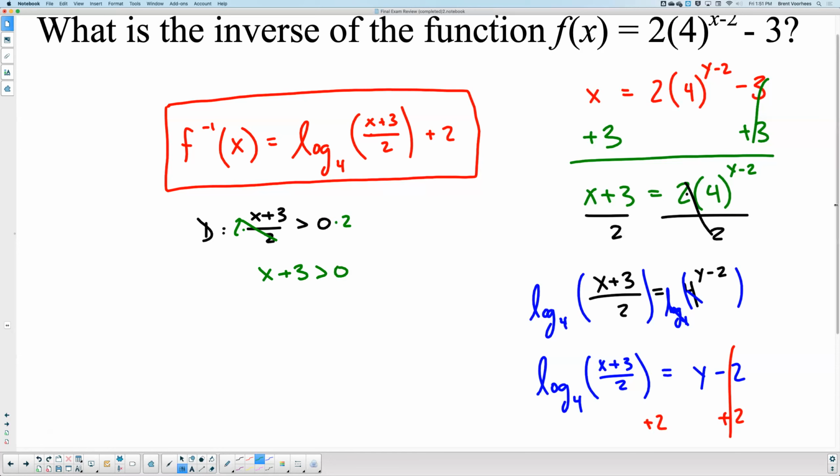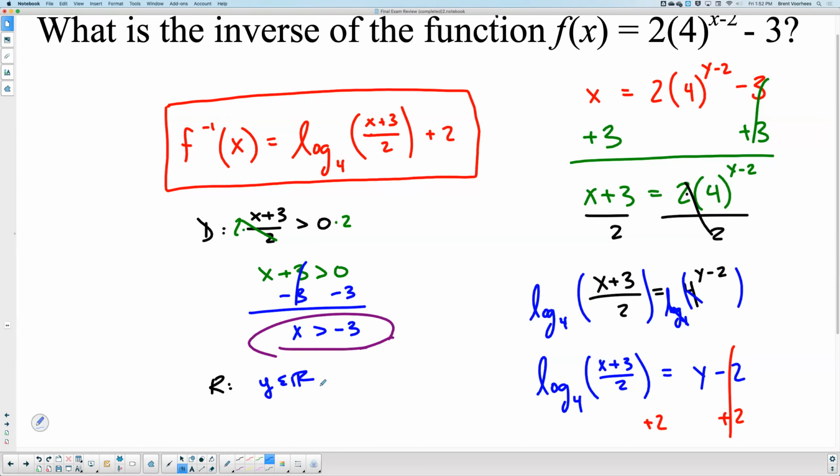Now what? Subtract 3. And we find out x has to be greater than negative 3. There's our domain. That right there is the domain. Whoops. And you already told me, but I did not write it down. If I was doing the range, what's true for every single logarithm's range?